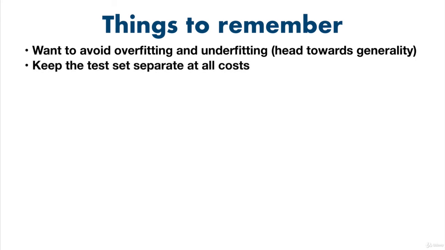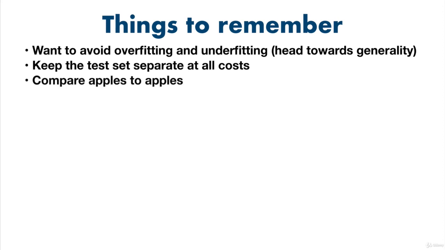Keep the test set separate at all costs. When you split your data, you want to have a training set and then throw away the test data set and lock it up. And once your model has been trained, then you can open up the test data set, unlock it, take it out of the safe, and see how your model performs.